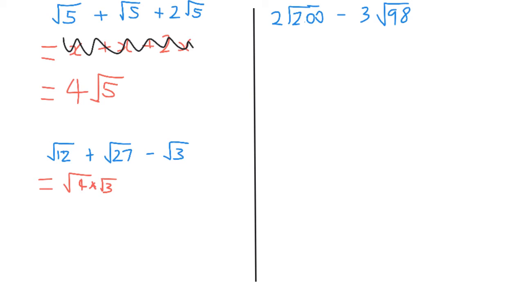And my giveaway here is this root 3 at the end. Okay, I'm having a look at that root 3 and thinking, if I can make the root 12 and the root 27 into something root 3, then I've got some like terms I can add together. That's sort of my hint.